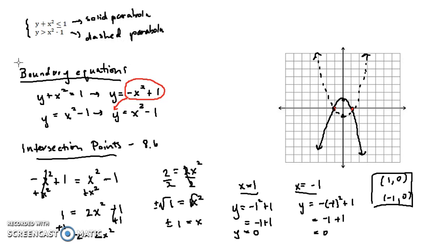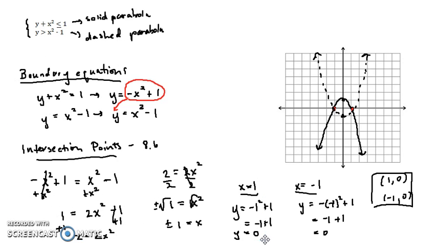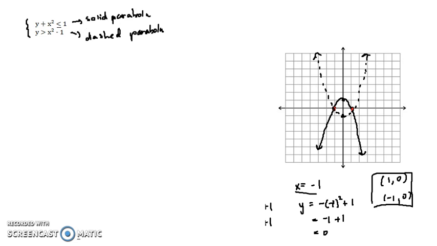So the last thing we have to do is figure out shading. Let me go ahead and erase some of this so we've got room for shading. So we've got our pictures up there. We know that this one is y less than, so we think we want to be below the solid one. And this one's y greater than, which means that we want to be above. So we want to be below the solid and above the dashed. That should be this area right here.